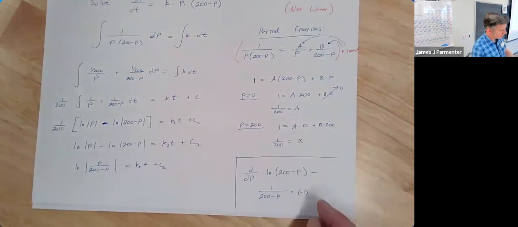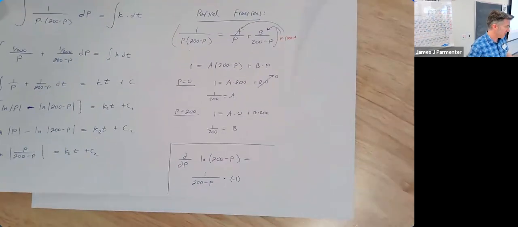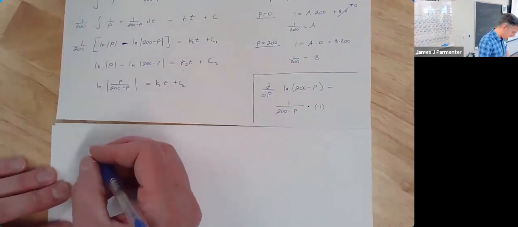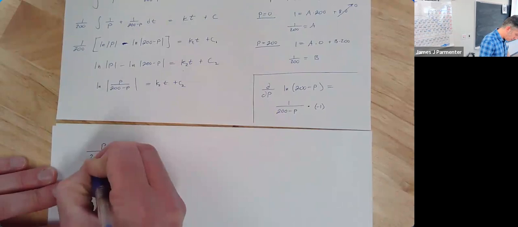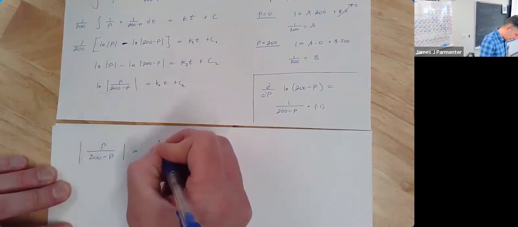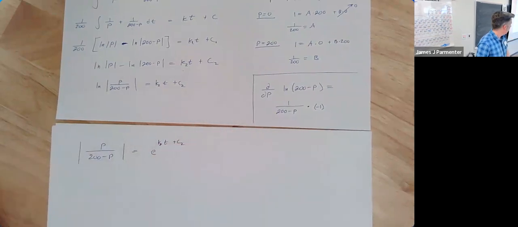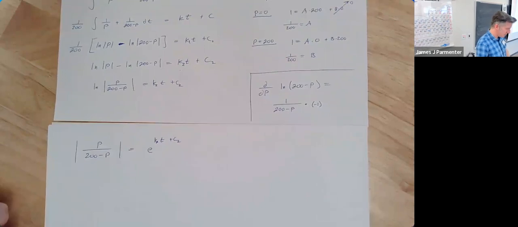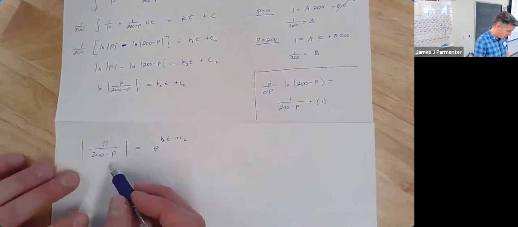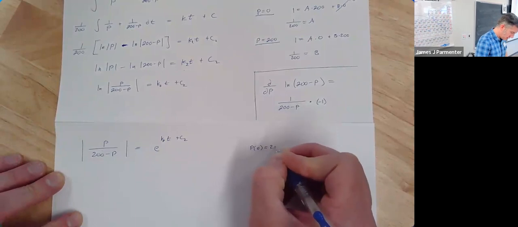And then e both sides, right? This is a kind of lengthy process, which is why I don't really think your professor is going to want you to actually ever have to do this. So e both sides, you get the absolute value of P over 200 minus P equal to e to the KT plus C2. And you can kind of see here, it's just going to kind of go on. I mean, it is definitely solvable. It just is gross.